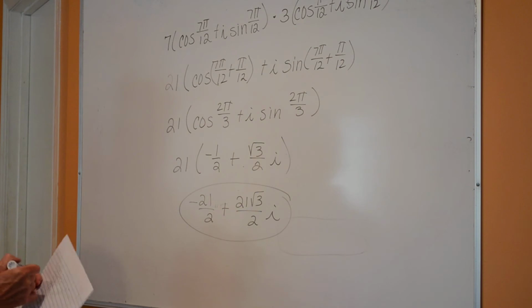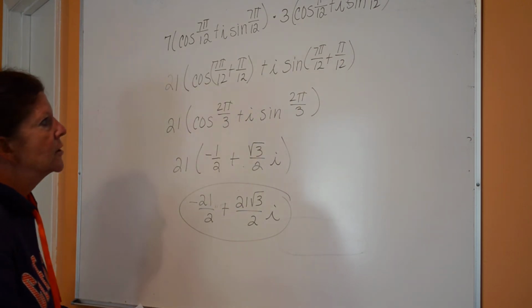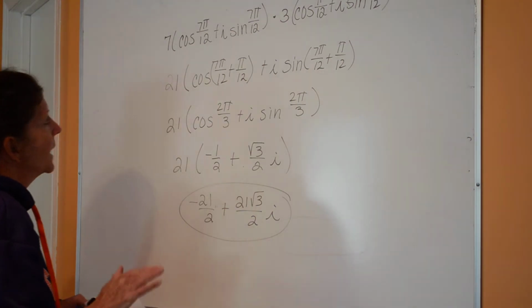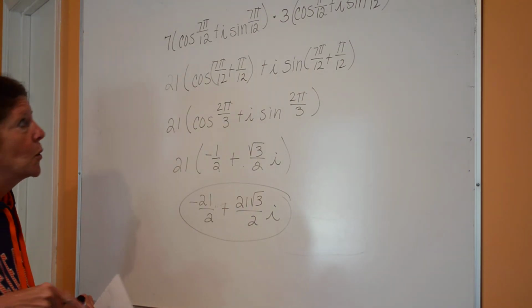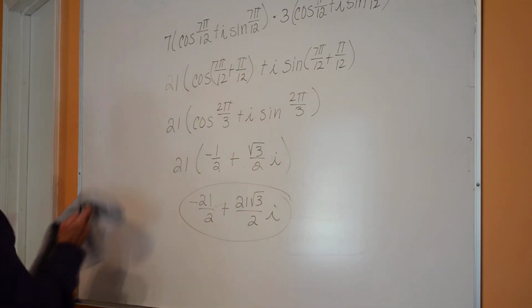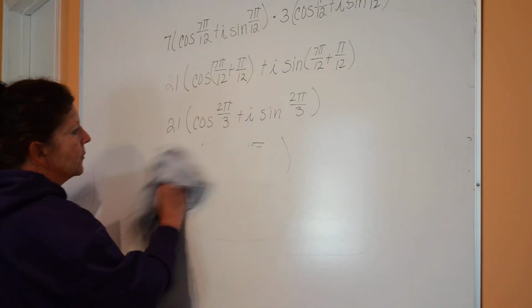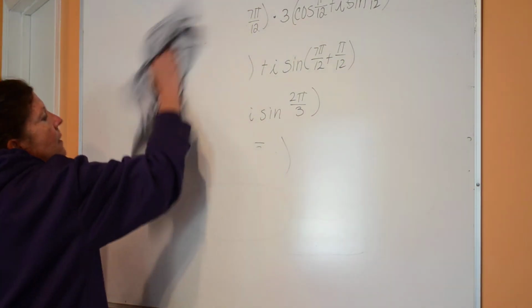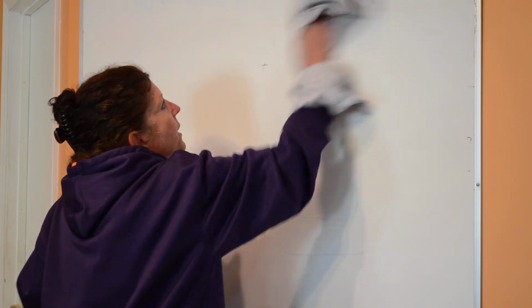All right, then we're going to do the same thing with quotients. Now, the thing about the quotients is you're going to do a similar thing, except you're going to subtract the angles rather than add the angles. So I'm going to write out the formula for that, and then we'll do a couple of them.